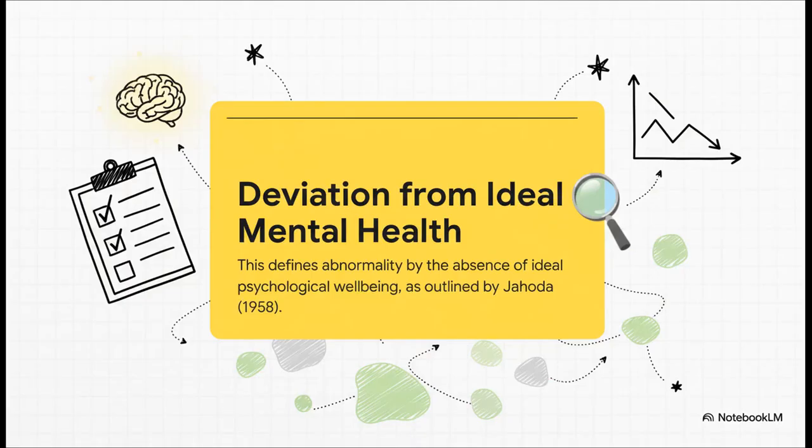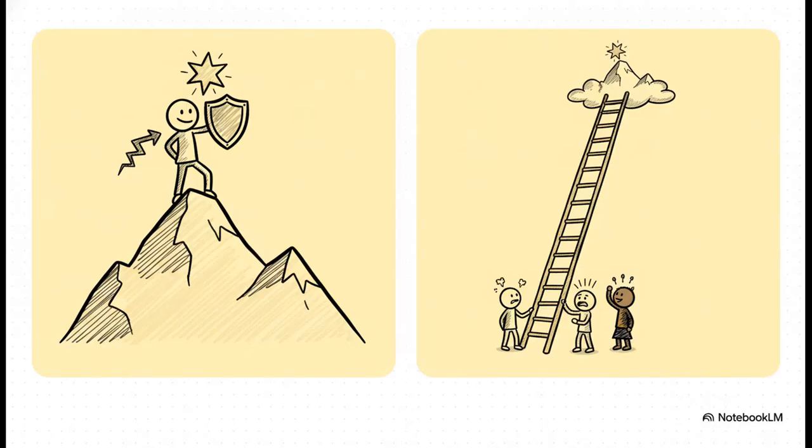And finally, we have deviation from ideal mental health, where a psychologist named Jahoda completely flips the script. Instead of focusing on what's abnormal, she decided to define what's normal, or, well, ideal. So with this one, abnormality is just not meeting that list of ideal criteria. Now, this is a really positive, holistic way of looking at things, which is great.